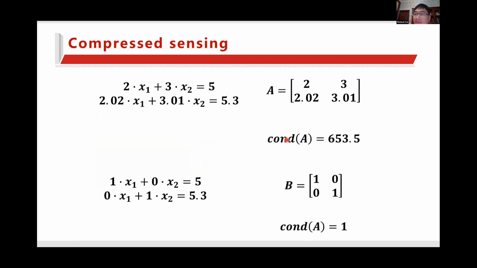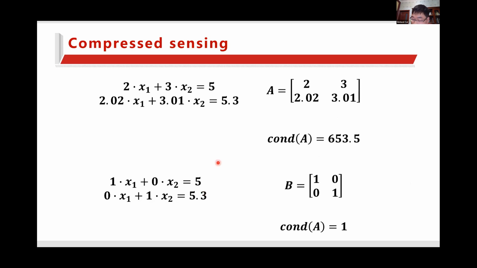As I mentioned, you can use tomography to do that, but you can also use compressive sensing. For example, here are 2 equations. These 2 equations give a weight matrix like this, and if you calculate the condition number, it is this. If you have another set of equations like this, the condition number is 1. That condition number is much better, because these 2 equations are completely uncorrelated.